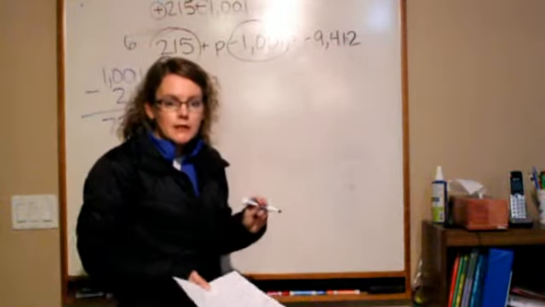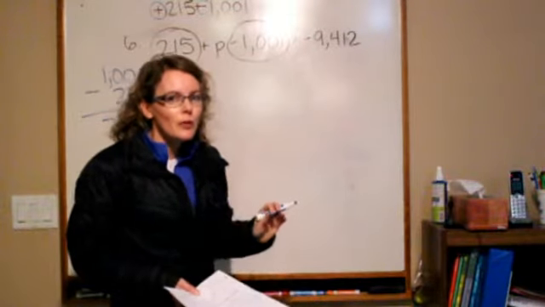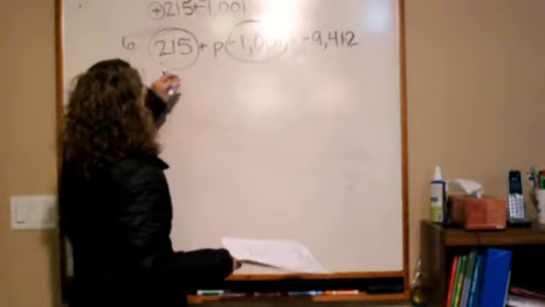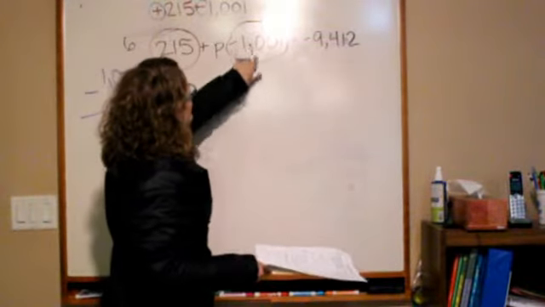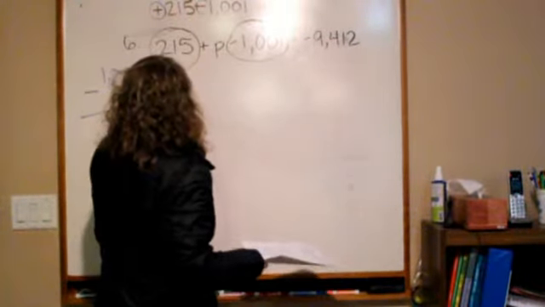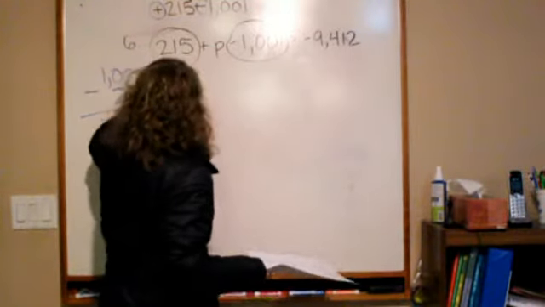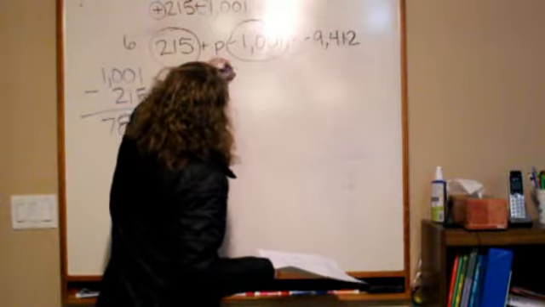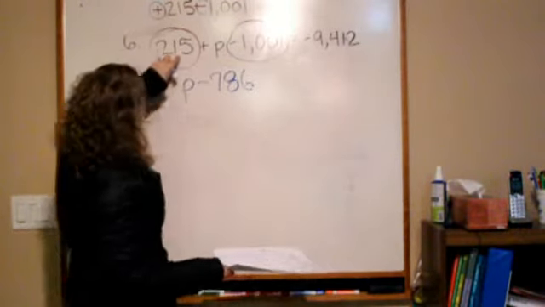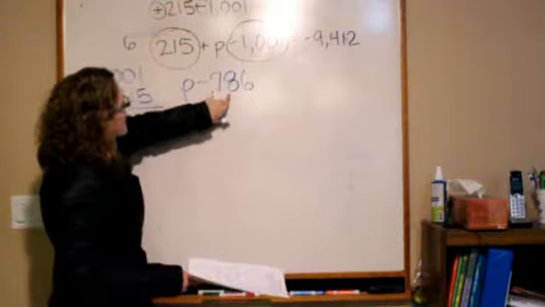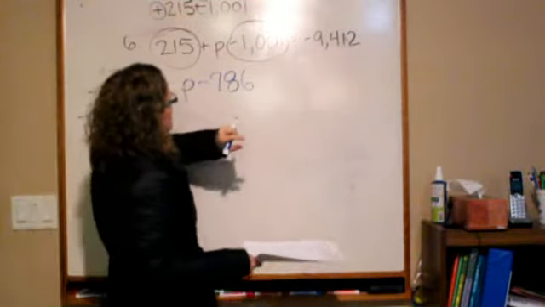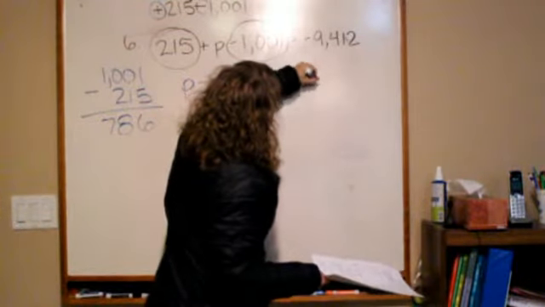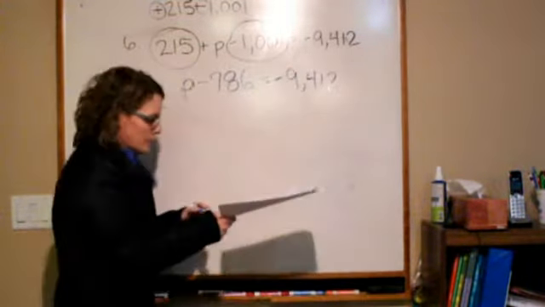Is it going to be positive 786 or negative? Super important. You'll get the answer wrong if you have it wrong. So it is going to be negative because this number is bigger, and that's why it's going to take the negative. So this is the same as P minus 786. What I did is I just combined these two numbers, and I got negative 786 equals negative 9,412, just writing that from the problem.